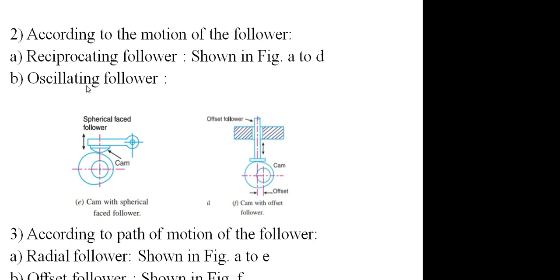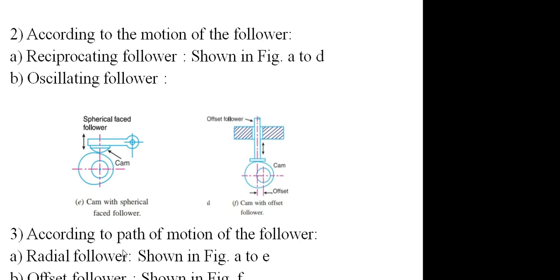The second type of follower under the category according to the motion of the follower is the oscillating follower. Here you can see that this is the oscillating follower which is going to oscillate about this point when the cam rotates. The application of oscillating followers you will find in the wipers of locomotives. To operate the wipers of locomotives, oscillating followers are used.